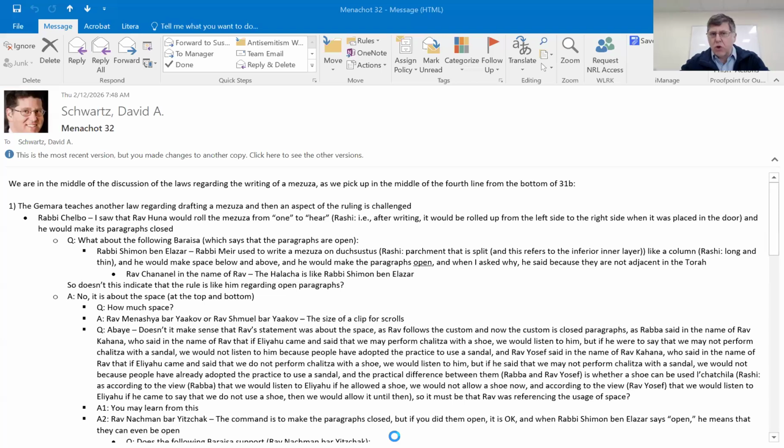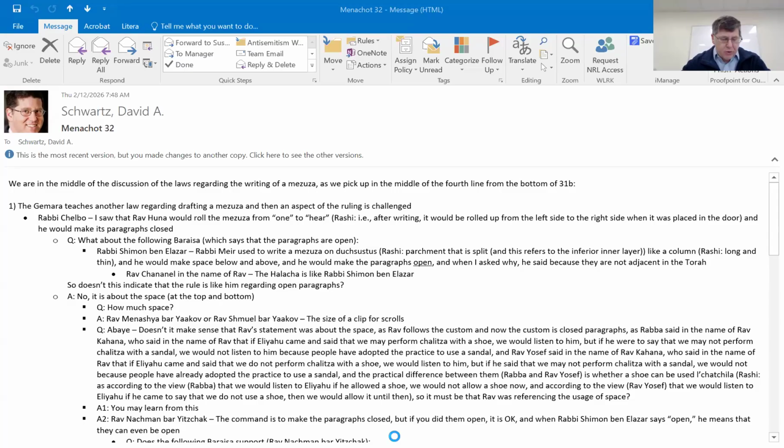Here we go. We are in the middle of the discussion of the laws regarding the writing of a mezuzah, and so let's pick up in the middle of the fourth to last line on Lamed Aleph Amud Bet. Amar Rabbi Chelbo, Chazina Leila Rav Huna, that I saw Rav Huna do the following: Decharich la me'echad klape mishma, that he would roll the mezuzah, which is exactly what we do.